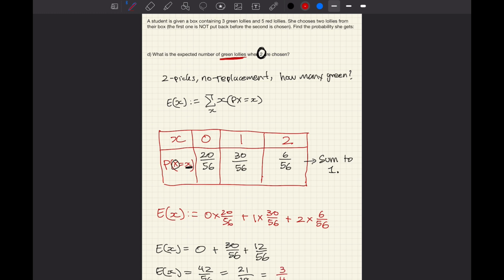There we go. So what this means is that we expect on average to get 0.75 or 3 on 4 green lollies when 2 are chosen. So effectively what we have found is the average number of green lollies we will collect when 2 lollies are chosen. When 2 lollies are chosen, we expect 0.75 of them to be green.